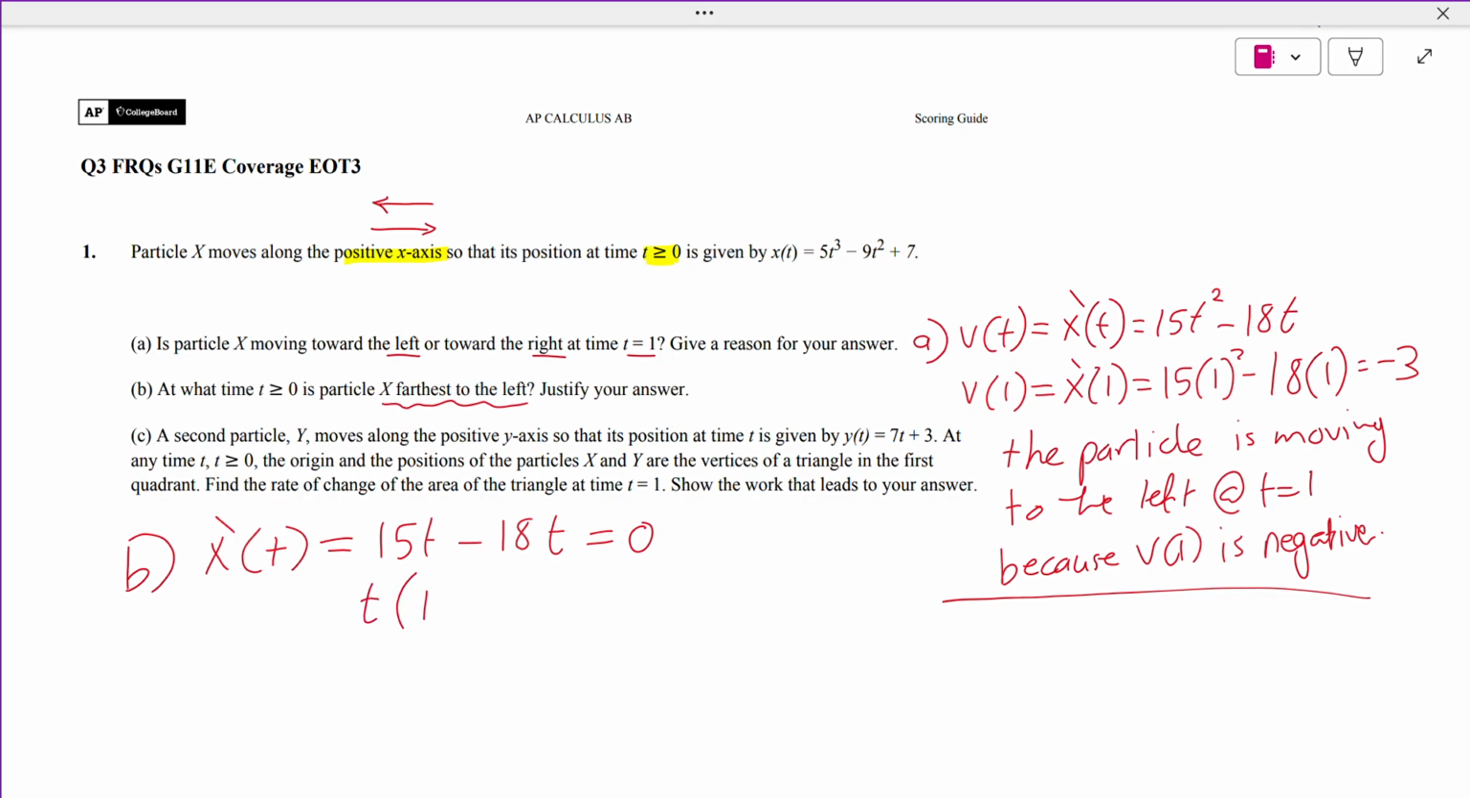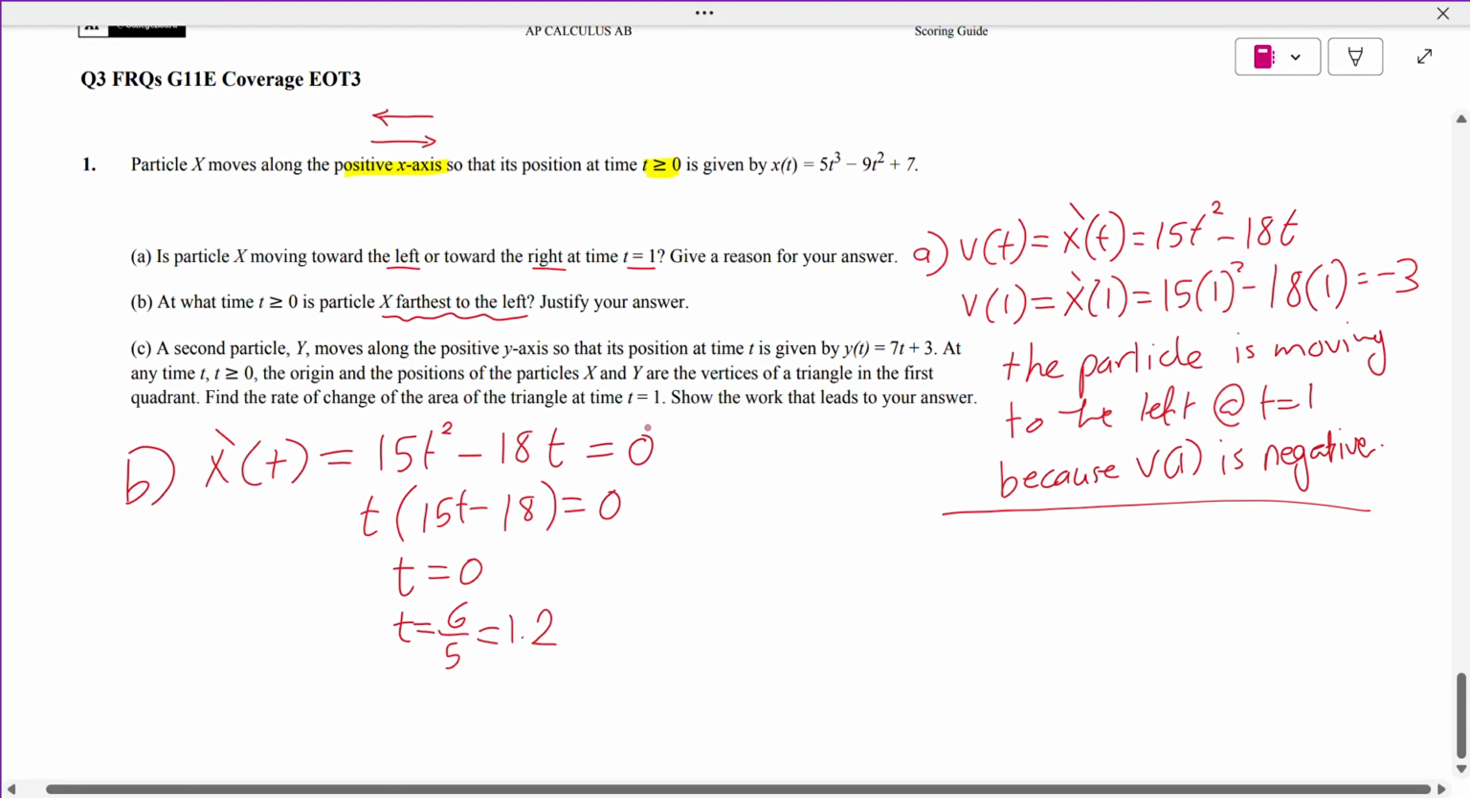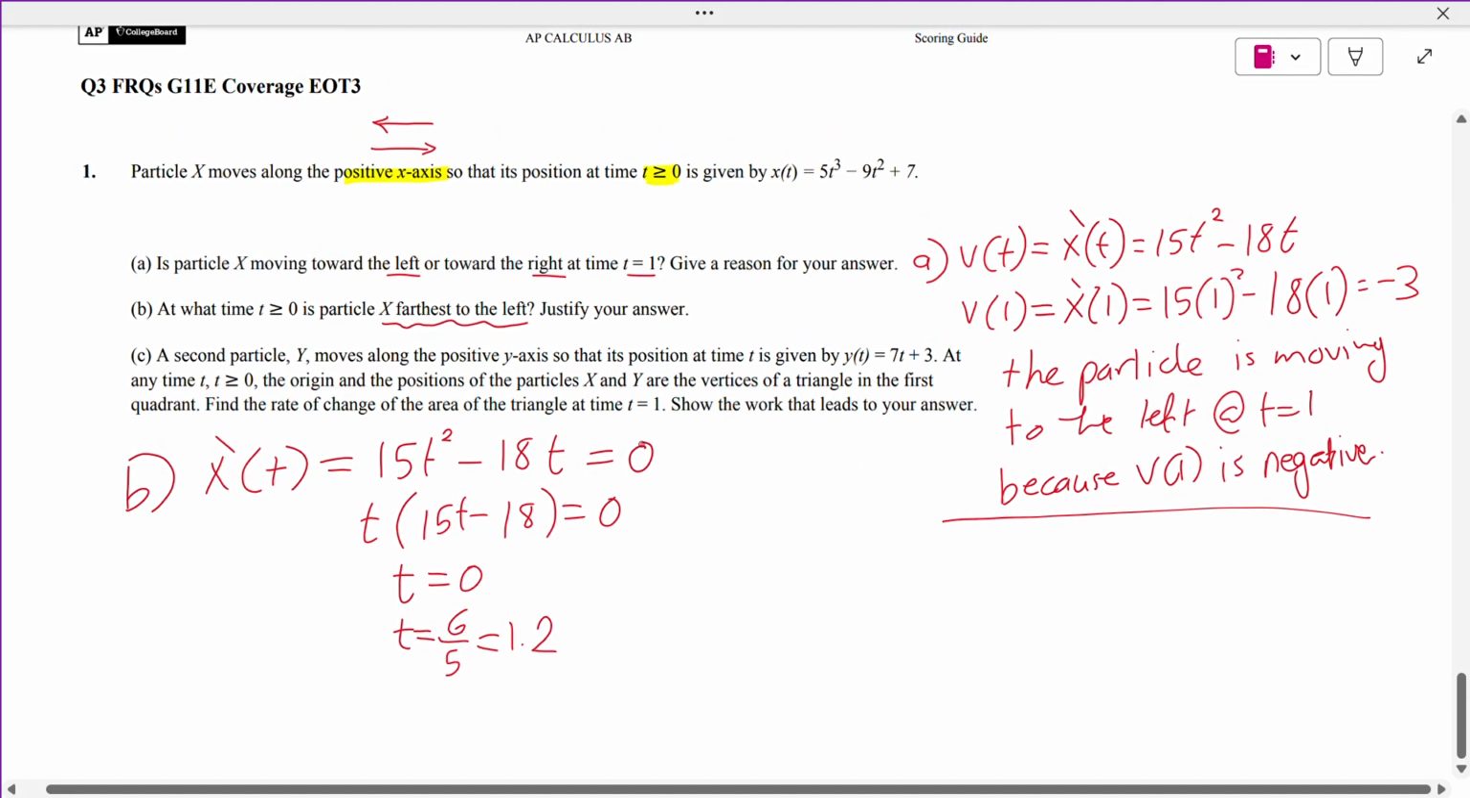If you set it equal to 0 and you factor out t, that is t times (15t minus 18) equals 0. That means t can be 0 and t can be 18 over 15, which is 6 over 5, which is the same as 1.2.